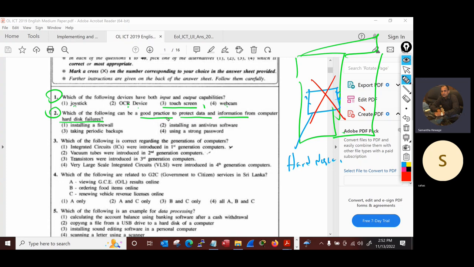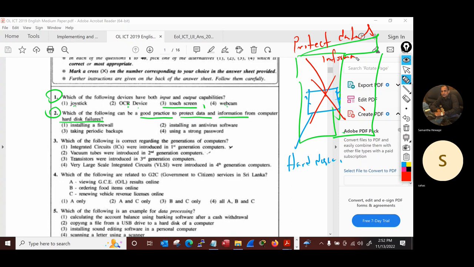The following can be good practice to protect data and information from hard disk failure. Because of your good practice, you are going to protect your data and information even if your hard disk fails. So what would be the good practice to protect data and information even if the hard disk fails?